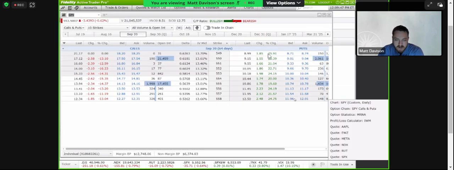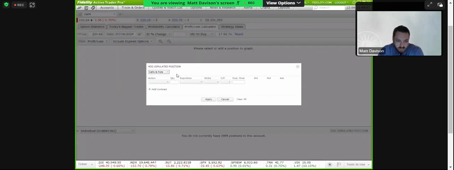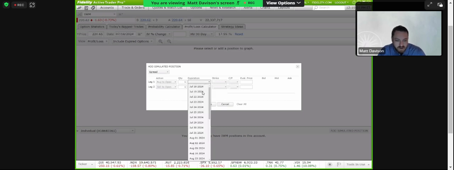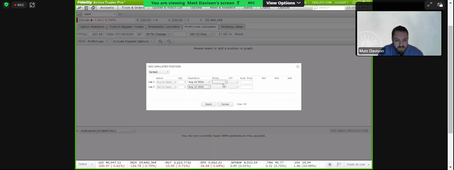But when we go to our profit and loss calculator, what I want everybody to see is the following idea, which is that if you do a bull call spread or a bull put spread, these can synthetically be very similar. So we'll go in here, and let's just say we were to add in something that is relatively close. I'm going to use just the next monthly cycle on this. I'll use the August 16th.